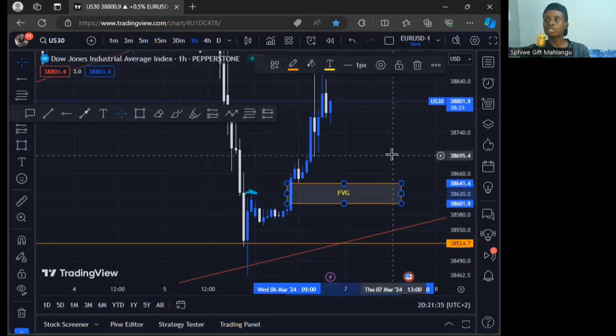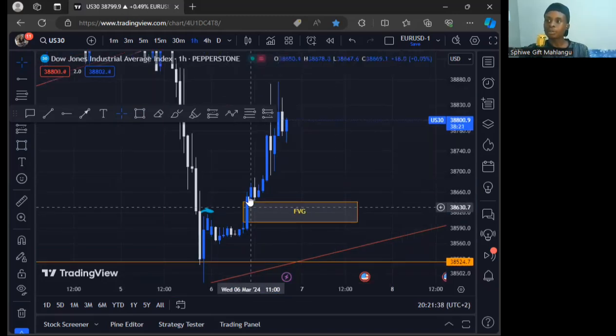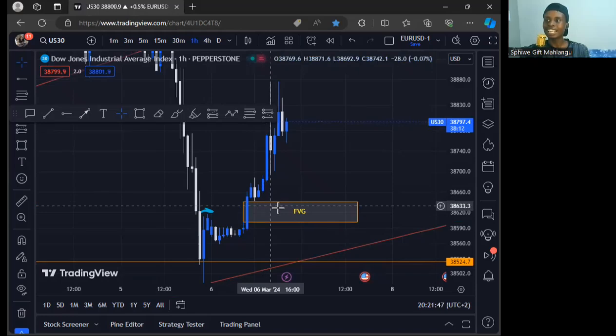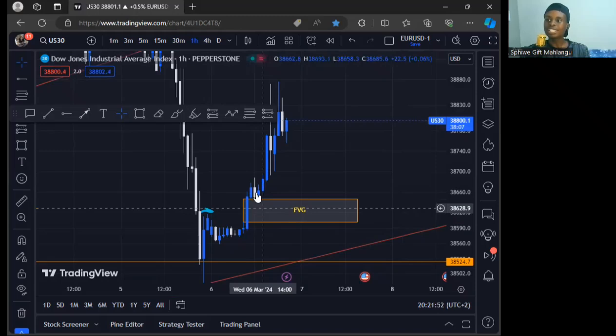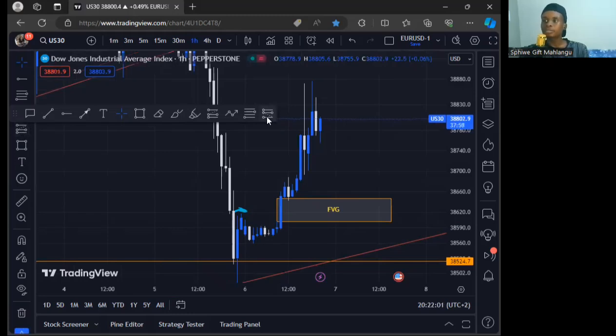You see, this I call the fair value gap, right? So where do I enter? Well, I wait for this candle to finish, and then the next one, that's when I enter. I enter only when the next candle comes back into the fair value gap and touches it. That's where I enter.